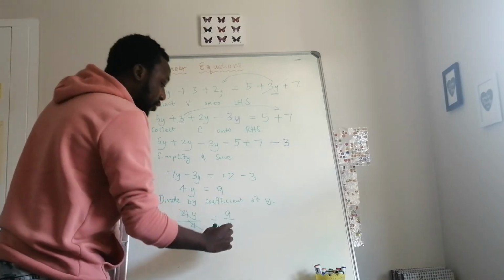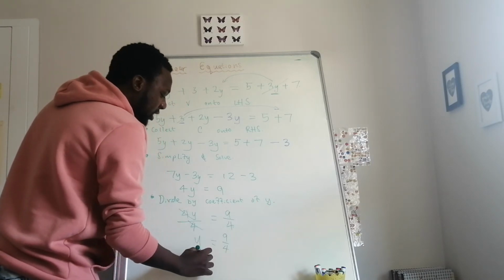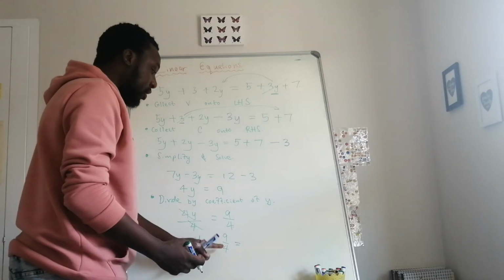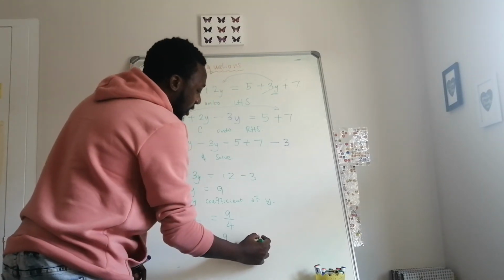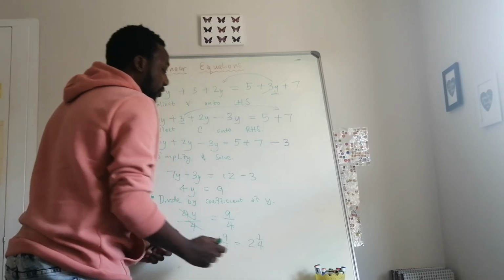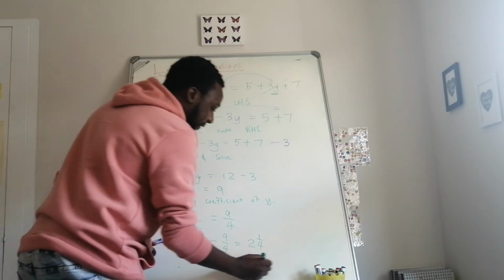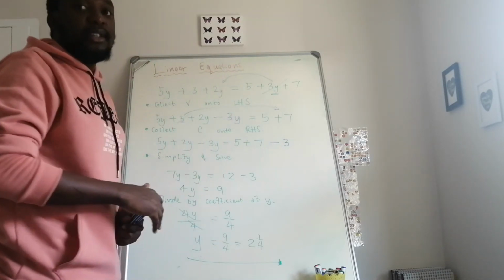9 divided by 4, you can write it as just 9 over 4, or you can write it as a, what do you call it, a mixed number. So how many 4s are there? There's 2 of them, and there's just 2 1 over 4, right? And that's my final answer. It's as simple as that, guys.